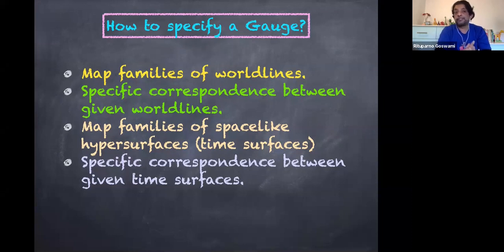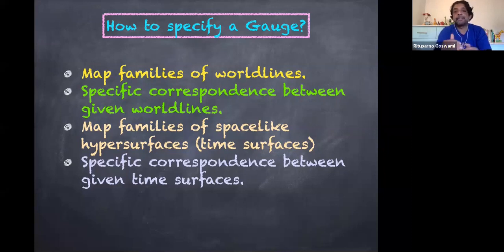Now we also have to map specific correspondence between given world lines. That means which observer in the idealized universe corresponds to which observer in the lumpy universe. When the idealized universe is FRW, for example, all observers are the same, so it doesn't matter which observer you are actually mapping into. But for a general mapping, one must specify the specific correspondence between the given world lines.